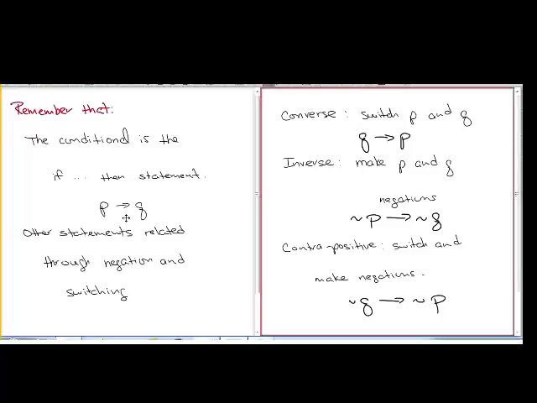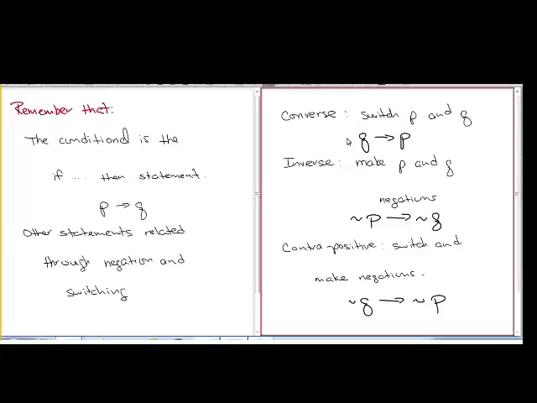If this is the original if-then statement, if P then Q, the converse is you switch the Q and the P, so it's if Q then P. In the inverse, you keep the order but make them both negations, so it would be if not P, then not Q. And the contrapositive is you switch them and make them both negations, so it would be if not Q, then not P.